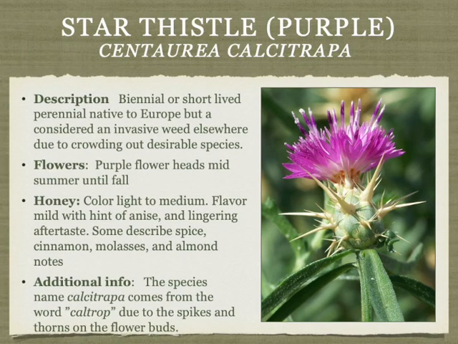Star thistle. There are two types of star thistle, purple star thistle and yellow star thistle. The purple star thistle tends to be produced more in the eastern U.S. and the upper Midwest. The honey is light to medium in color. The flavor is mild with a hint of anise and a lingering aftertaste. Sometimes you can get spice, cinnamon, molasses, and almond notes. The species name calcitrapa comes from the word caltrops, which, if you look at the flower bud, you see those spikes, just like a caltrop.